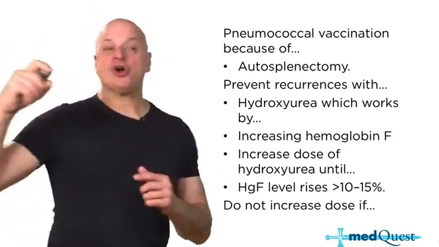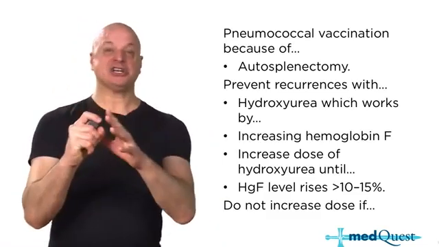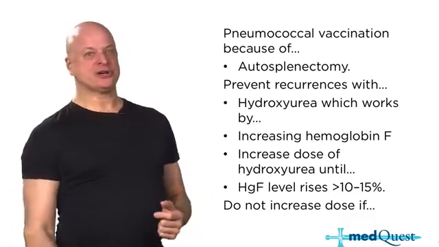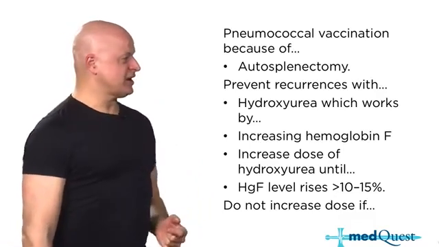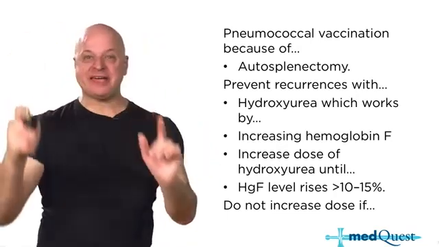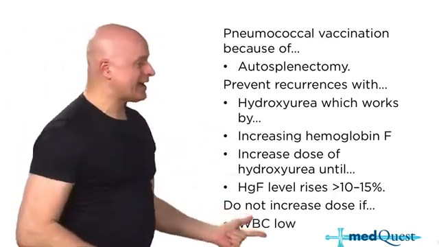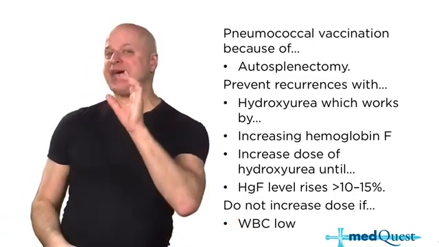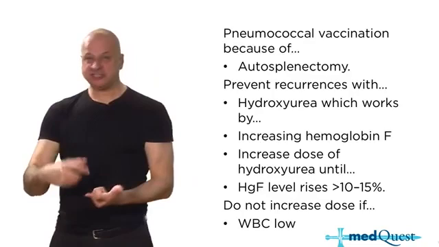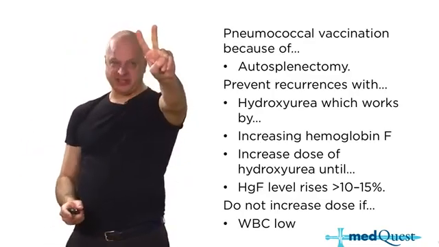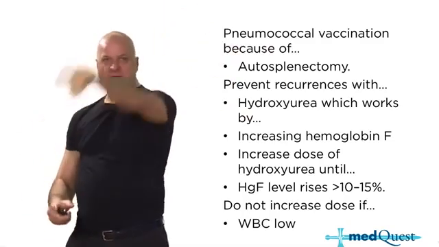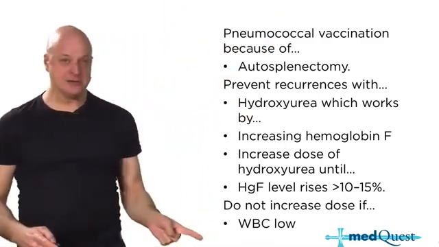However, if you give so much hydroxyurea, how do you know if you've got toxicity? You increase the dose of hydroxyurea so you have an increased hemoglobin F, or you have a decreased white count. Because remember that hydroxyurea is a form of chemotherapy. Polycythemia vera, essential thrombocythemia, yes, hydroxyurea.